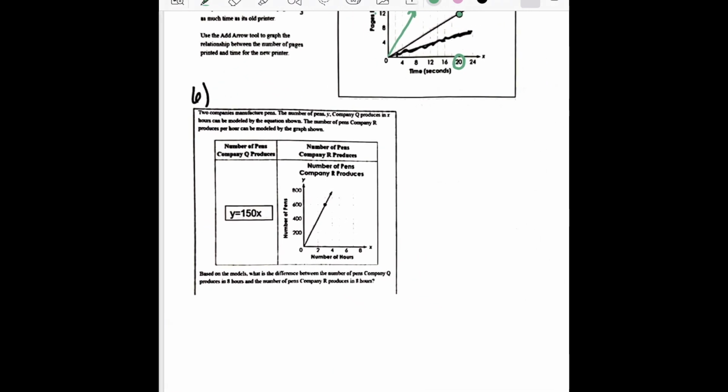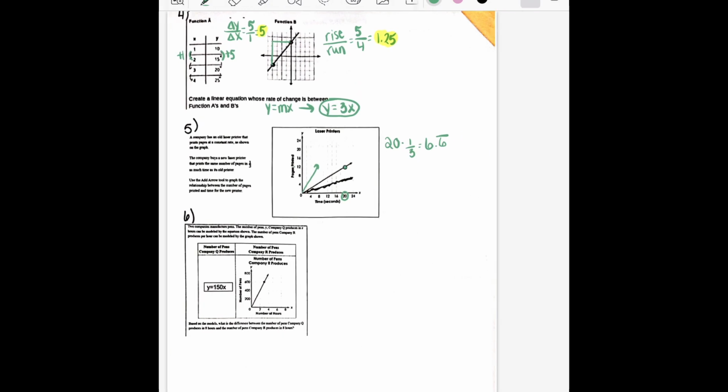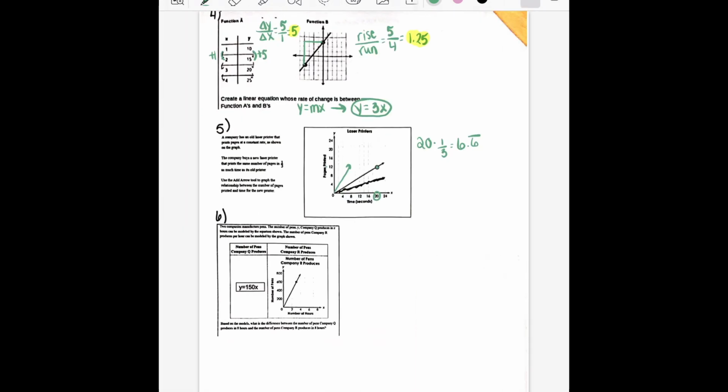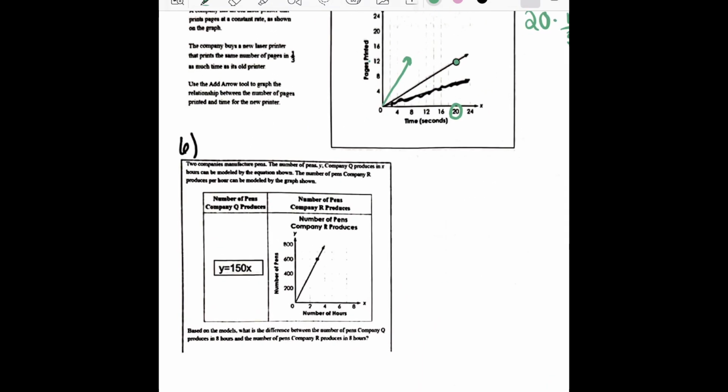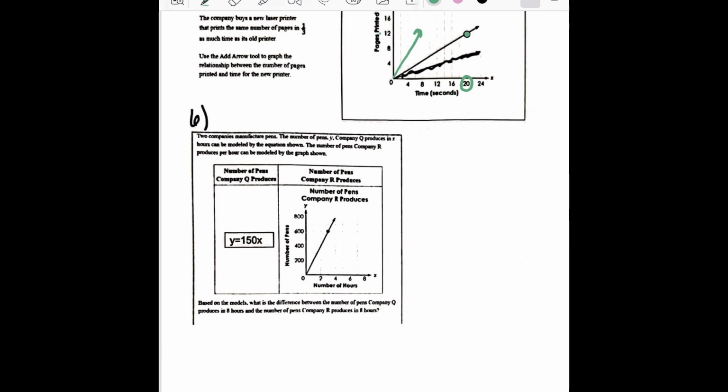All right, very last one, I believe. Oh no, we have 2 more. Number 6 says 2 companies manufacture pens. The number of pens Y company Q produces in X hours can be modeled by the equation shown. The number of pens company R produces per hour can be modeled by the graph shown. So we have an equation and we have a graph.